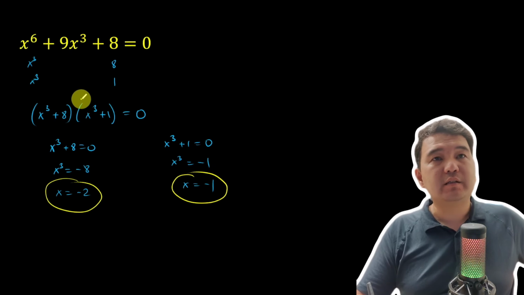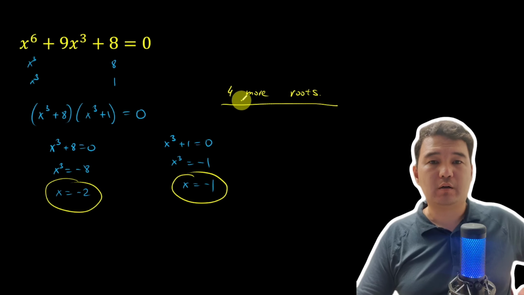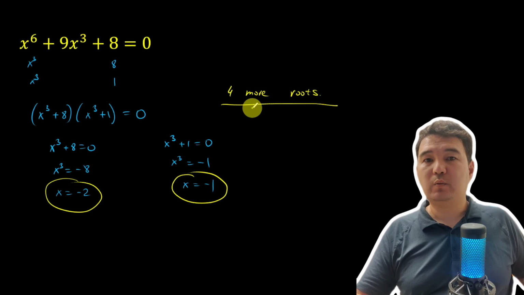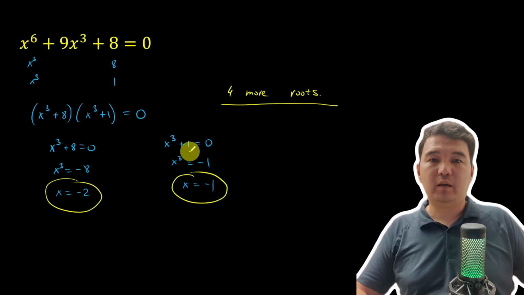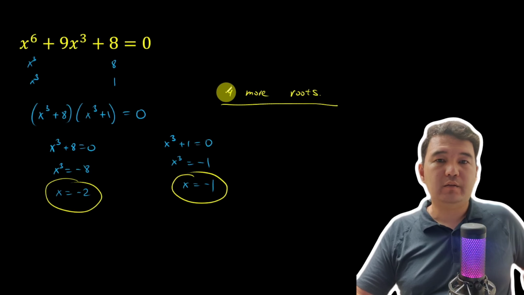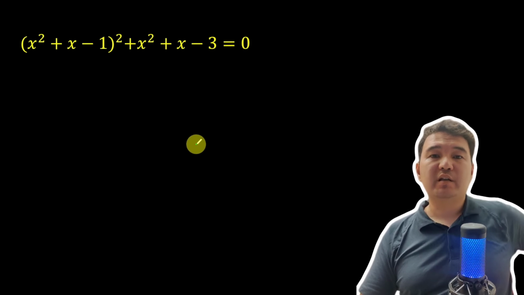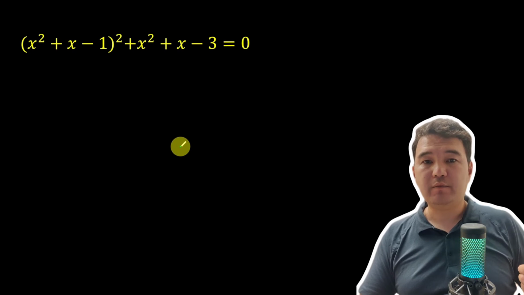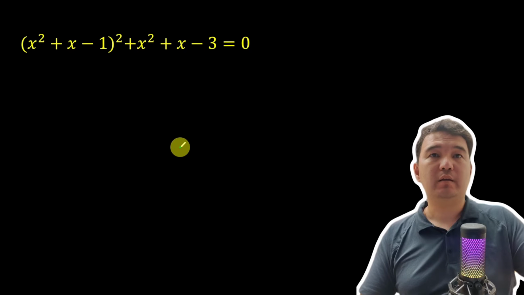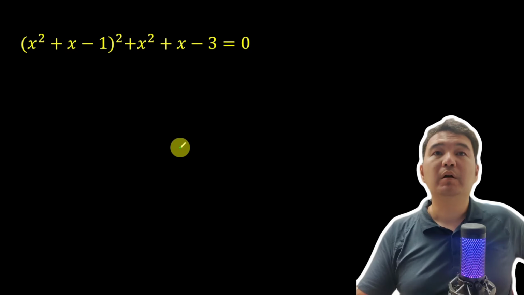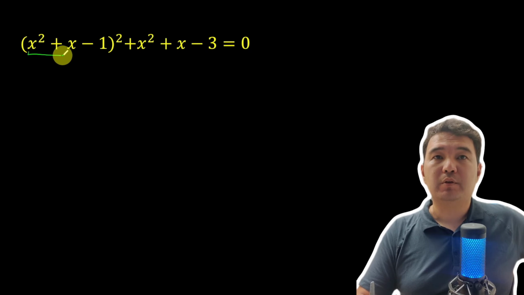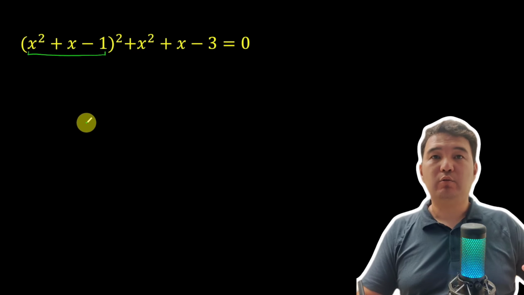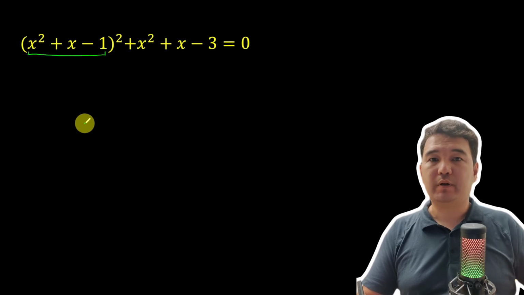However, since this is a 6th-degree polynomial, there are four more roots. Four more roots are complex roots. And since we are doing calculus with real variables, we don't need to find these four roots. In some problems, the change of variables to a quadratic equation is not very obvious, but you may somehow see it from the problem. For example, this problem, you can convert it to a quadratic equation using a change of variables.